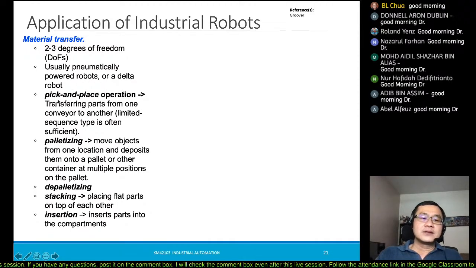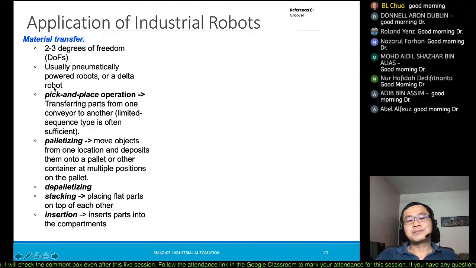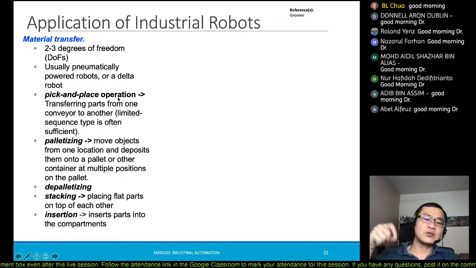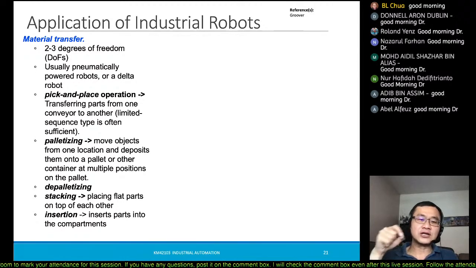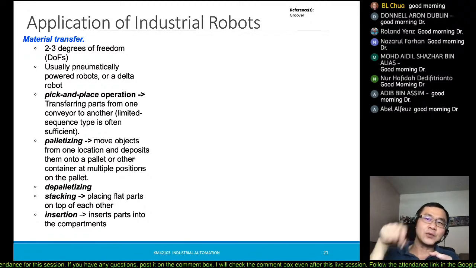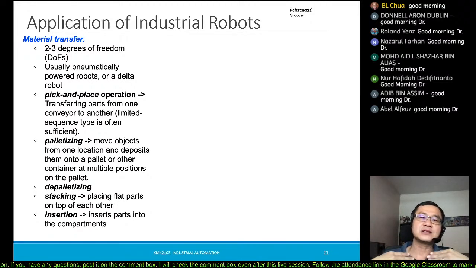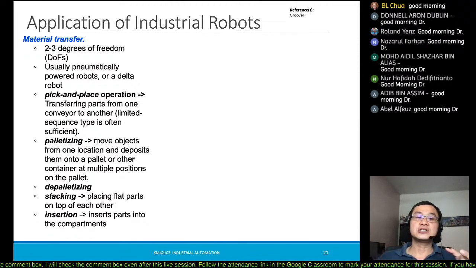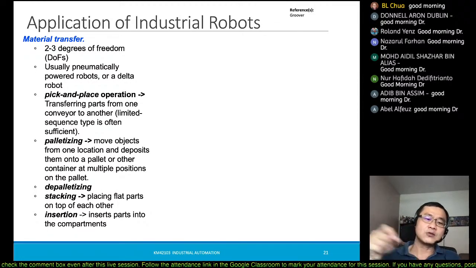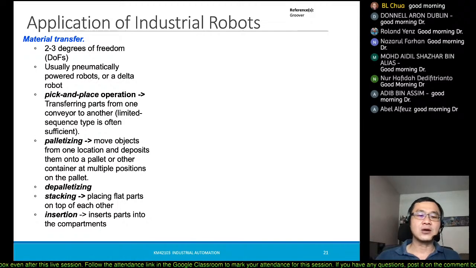This kind of work would include pick and place operations. You may want to put an object from one conveyor to the other, or maybe you want to put electronic components onto your circuit board, before your circuit board is transferred to the soldering machines. So you may want to have this kind of pick and place operation.